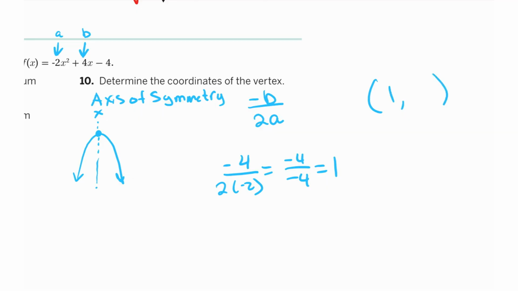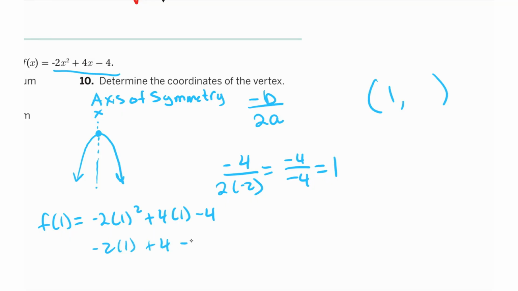Find the y value of the vertex. Well, I have this equation that if I plug in an x value, it will tell me the y value. And since I have an x value, I can just plug it in. So if I'm saying f of 1, I'm going to have negative 2 times 1 squared plus 4 times 1 minus 4. That becomes negative 2 times 1 squared. 1 squared is just 1.